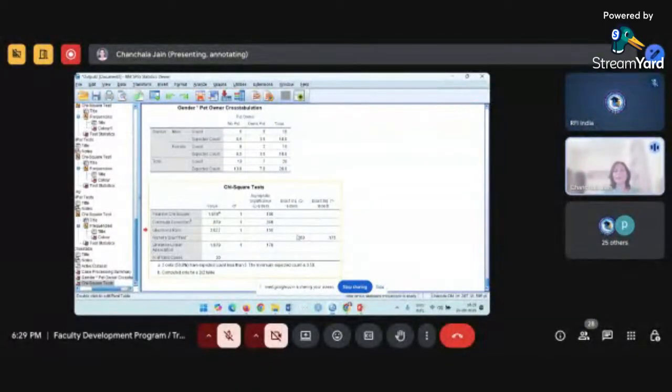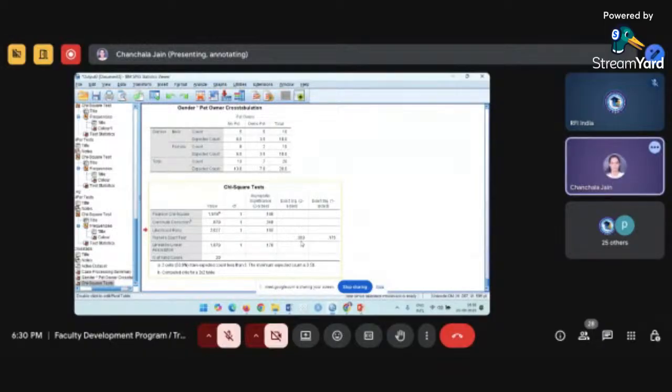So in this case, you can see the significance value of Fisher's exact test is 0.350 for the two-tailed test, right? Which is greater than 0.05, meaning that you are going to accept the null hypothesis. You will not reject your null hypothesis. And our null hypothesis says that pet ownership is independent of gender. That means there is no association between pet ownership and gender. That means gender has nothing to do with deciding pet ownership. Is it clear?